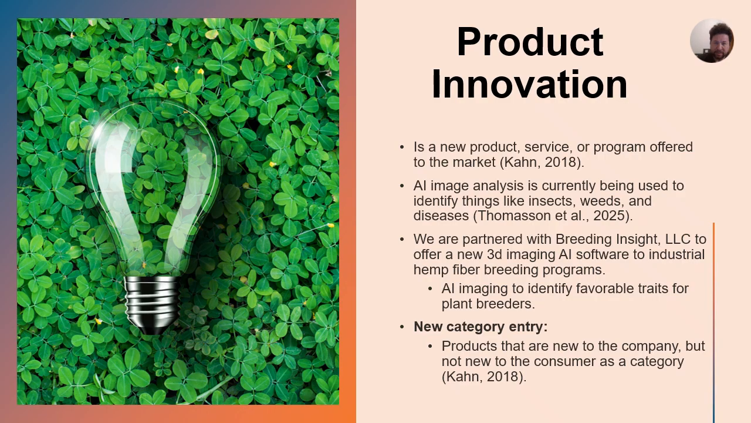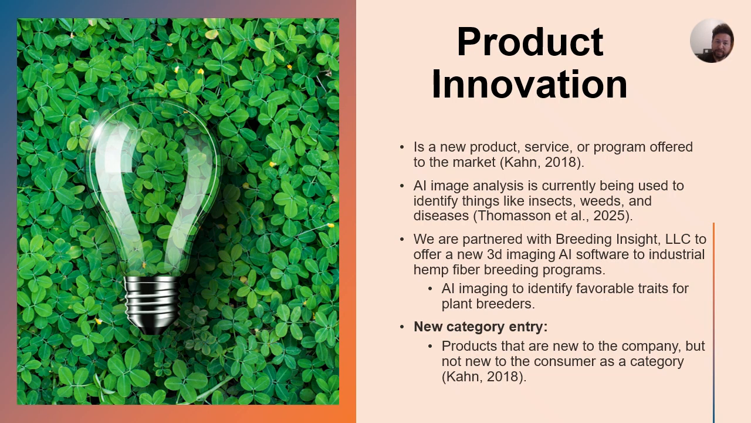So let's talk about the innovation behind this 3D concept. According to Kahn's 2018 definition from the article Understanding Innovation, product innovation is any new product, service, or program offered to the market. In agriculture, AI-based image analysis is already being used in the field to do things such as detect insects, weeds, and diseases. But no current AI product exists specifically for 3D phenotyping of hemp stalks for fiber breeding.